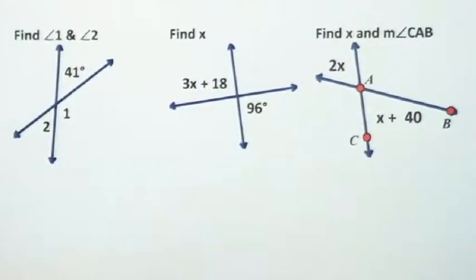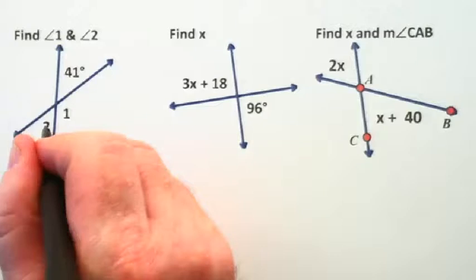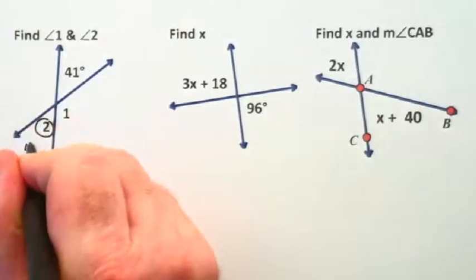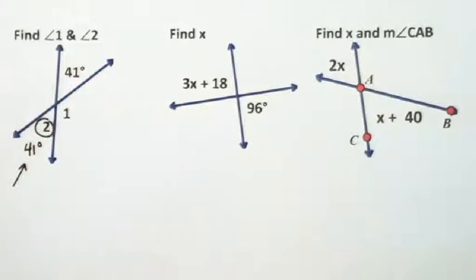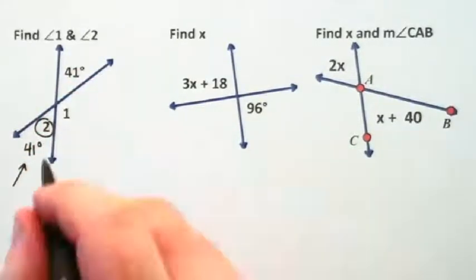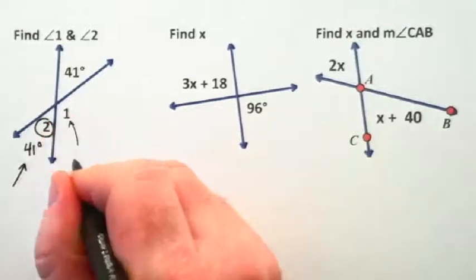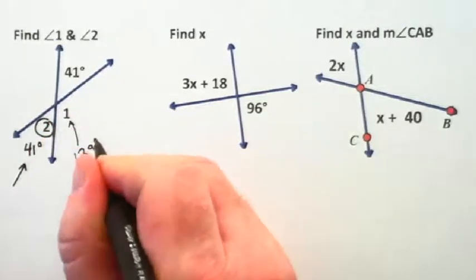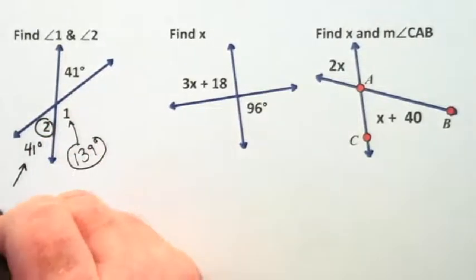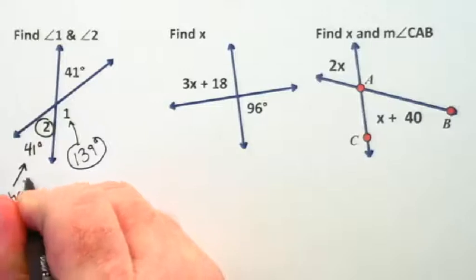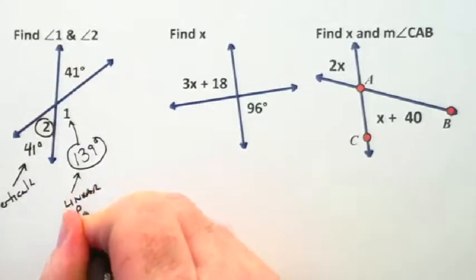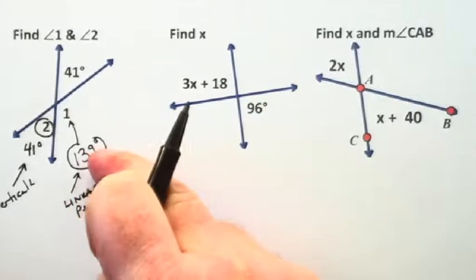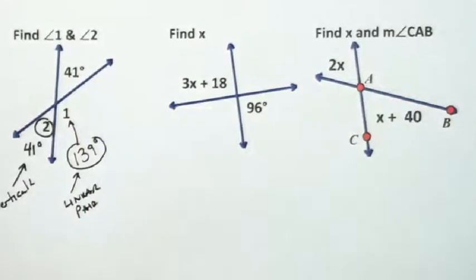Well, we have now proven that all vertical angles are equal. So I know angle 2 has to be 41 degrees because it's a vertical angle to 41. I actually also know that this has to be 139 degrees. I knew this because of the vertical angles. I knew this because of the linear pair. Remember, linear pairs add to 180. 139 and 41 makes 180.